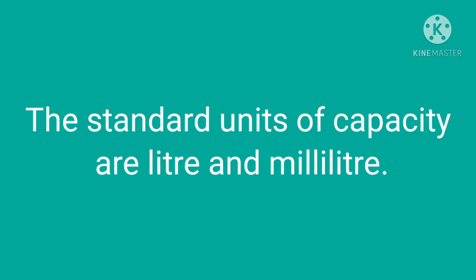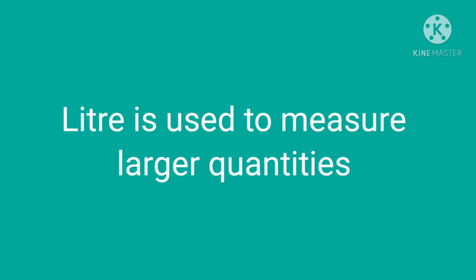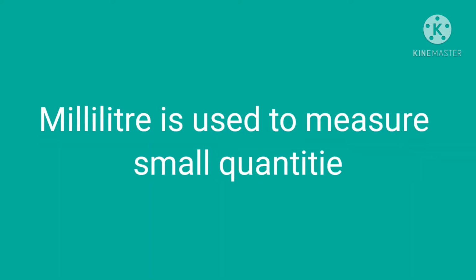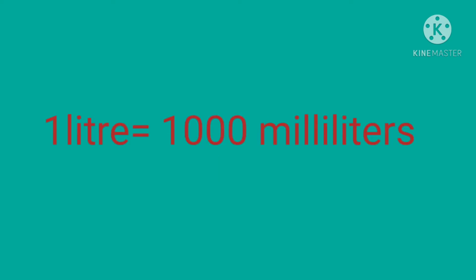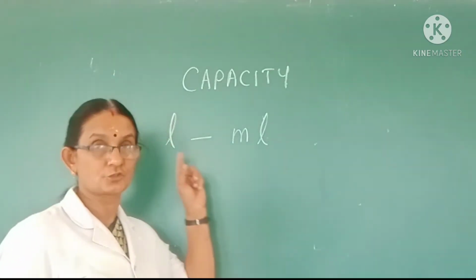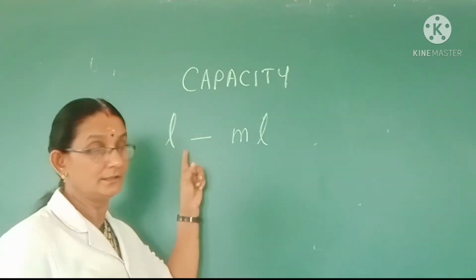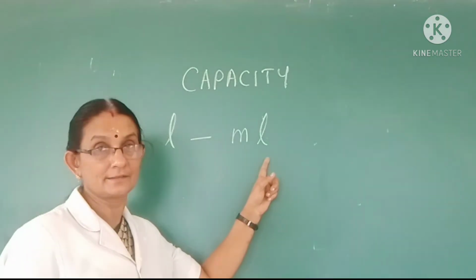Standard units of capacity are liter and milliliter. Liter is used to measure larger quantities and milliliter is used to measure small quantities. Okay? And 1 liter is equal to 1000 milliliters. Today in this class we will learn how to convert liter into milliliter and milliliter into liter. Okay, children? Children, the short form of liter is L and the short form of milliliter is ml.